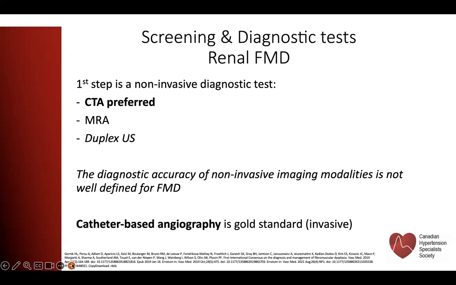So with regard to screening and diagnostic tests, the first step is a non-invasive diagnostic test. And the most preferred test is a CTA. That's because CTA has better spatial resolution than MRA, and it also visualizes calcifications that can better identify if there is atherosclerotic disease versus FMD. Of course, CTA comes with some radiation exposure versus MRA. So if the CTA is contraindicated for any reason, then an MRA is preferred.